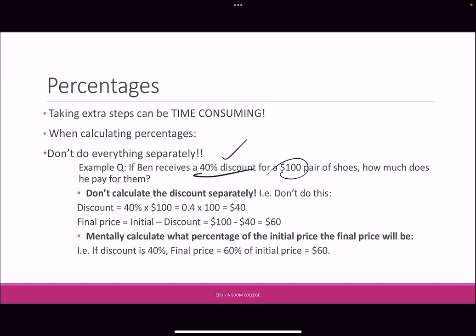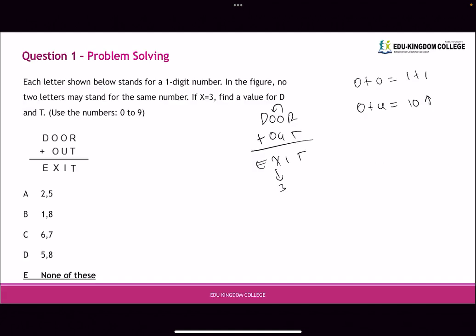So all you need to do is calculate, okay, I receive a 40% discount. The final price then should be 60% of the original, right? 60% of $100 equals $60. Calculating the discount doesn't seem like a big issue in this question, but let's say this hadn't been $100. Let's say it was $3,465. Then calculating the discount and then having to subtract it from the original would be a lot more difficult in that situation, instead of just calculating what the final percentage is.